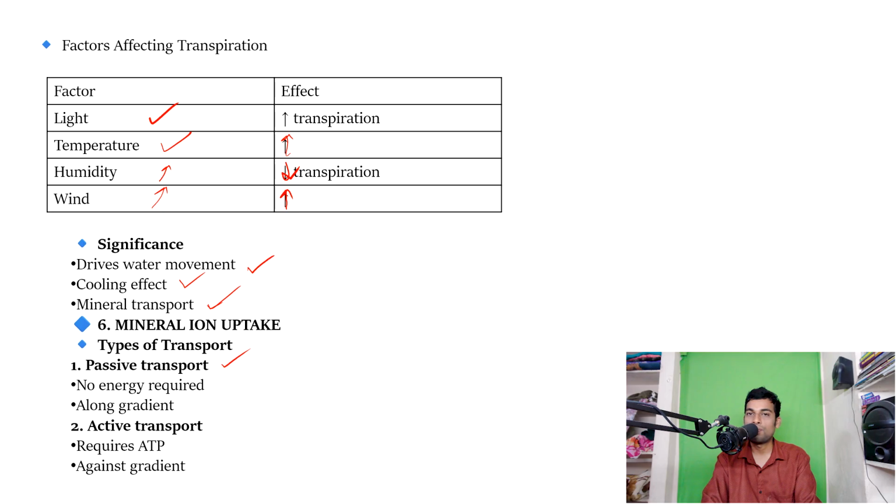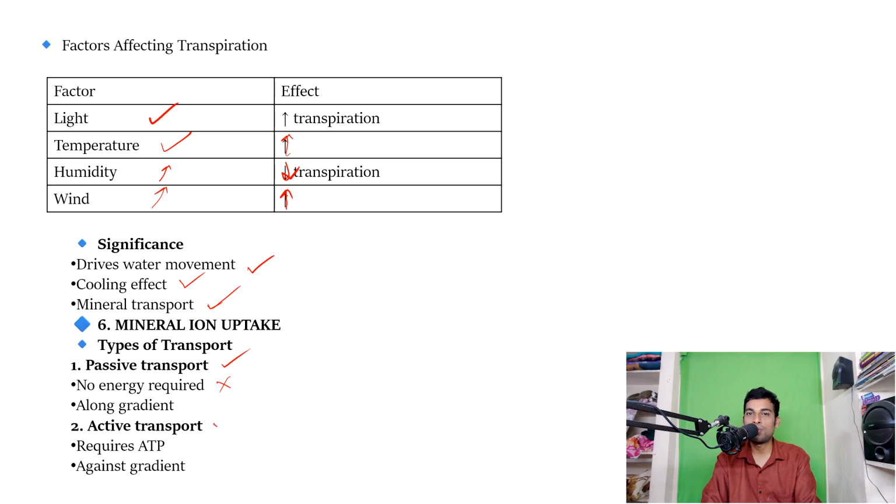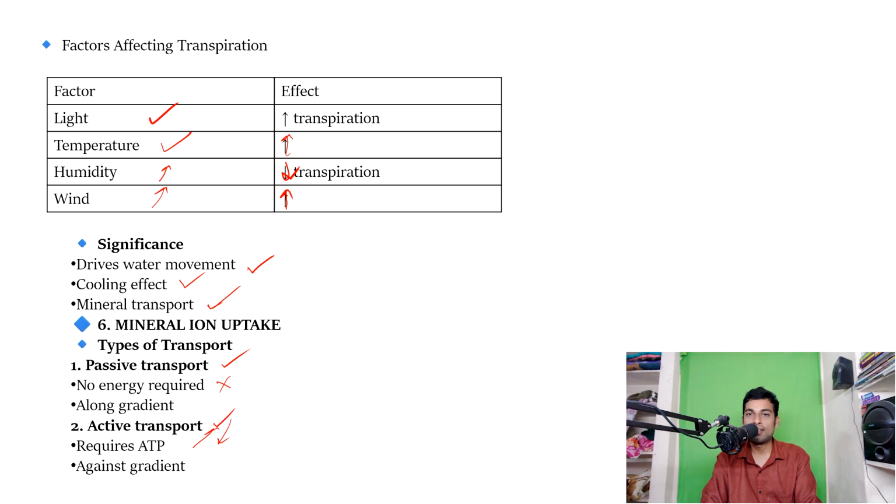Types of transport. The first one is passive transport. It happens along the gradient, so energy is not used here. The second is active transport. It requires ATP. It works against the gradient. So energy is required here.